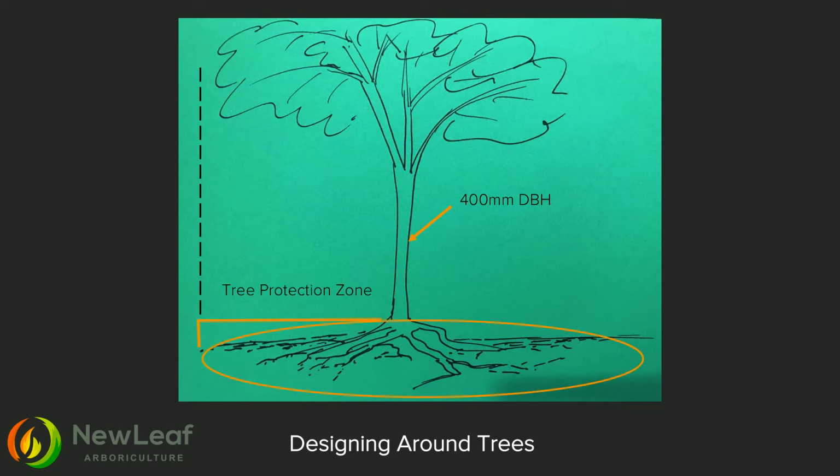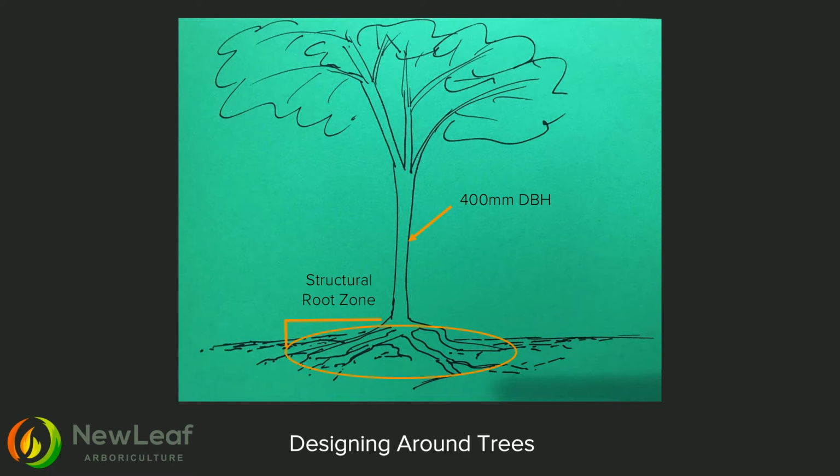So the tree protection zone is the area of roots that the tree needs to survive and thrive and continue to live into the future. It's got the fibrous roots or feeder roots that take up nutrients, water, and oxygen. These are the vital components that the tree needs to survive. So this is the area that we need to think about when we're designing so that the tree can continue to live on into the future.